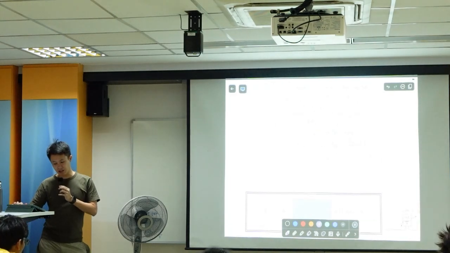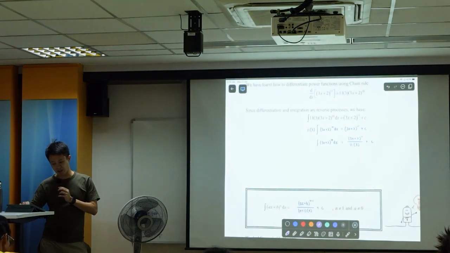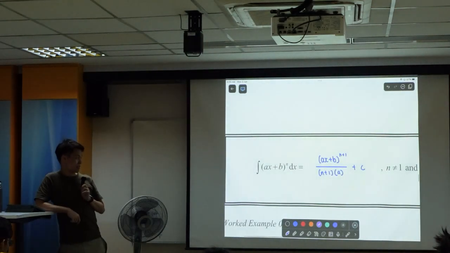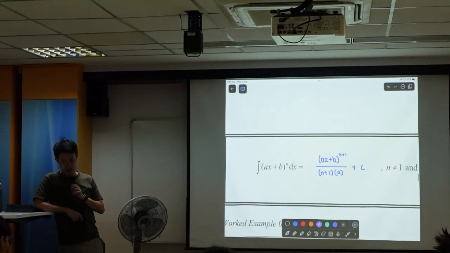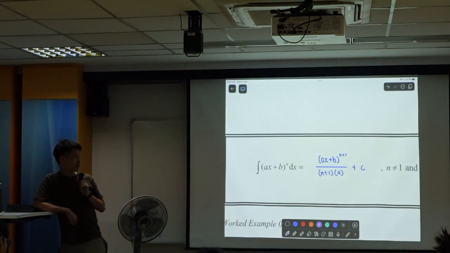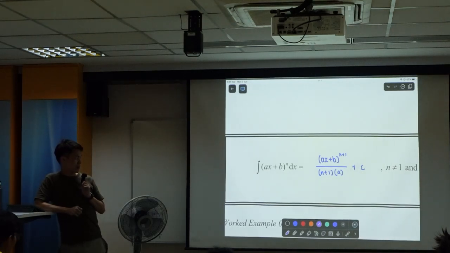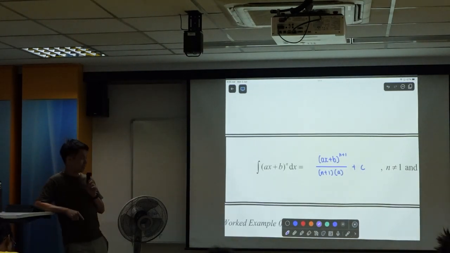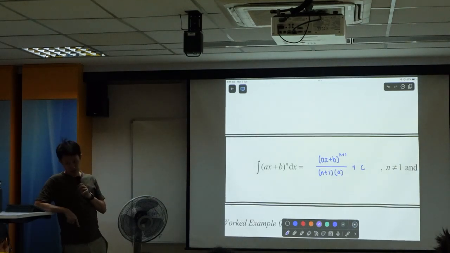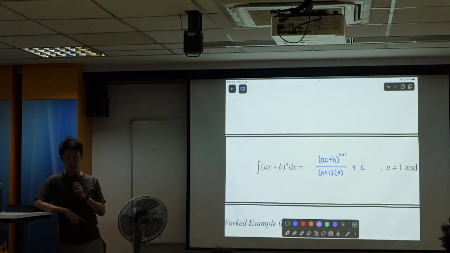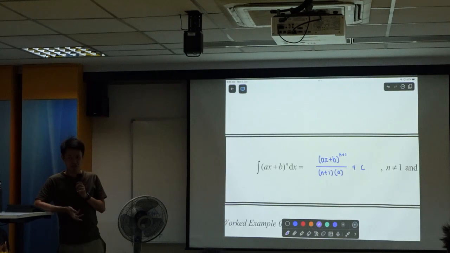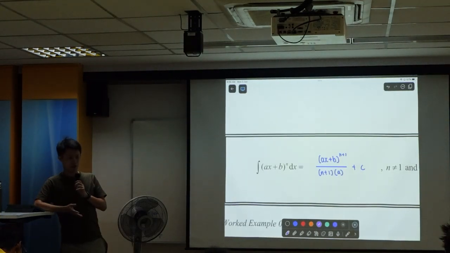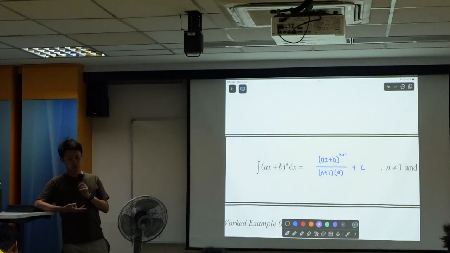So this means if I have a general power here, (ax plus b) to the power n, and I integrate that, I will have (ax plus b) to the power of n plus 1, divided by (n plus 1) times a. A is the coefficient of the linear term x. How do I get a? You differentiate ax plus b. The idea is to differentiate ax plus b, and you will get a.